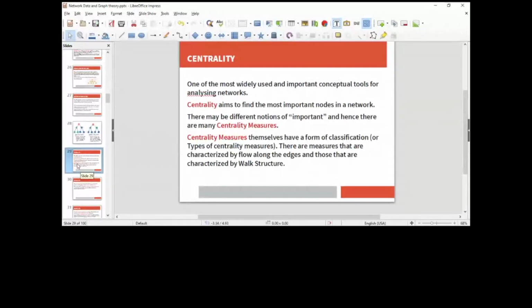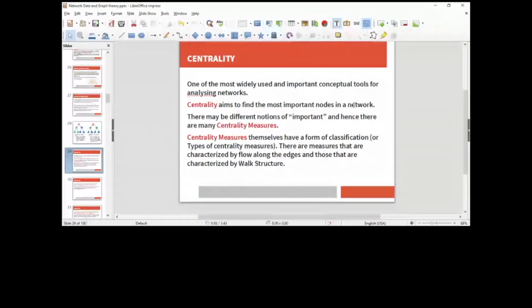Now we are taking the algorithms that we use to find out the value in each of the graph data or the network data. So this is network data analysis right now. One of the most widely used important conceptual tools for analyzing networks is centrality. Centrality aims to find the most important nodes in a network. There may be different notions of importance, and hence there is what we call the centrality measures.